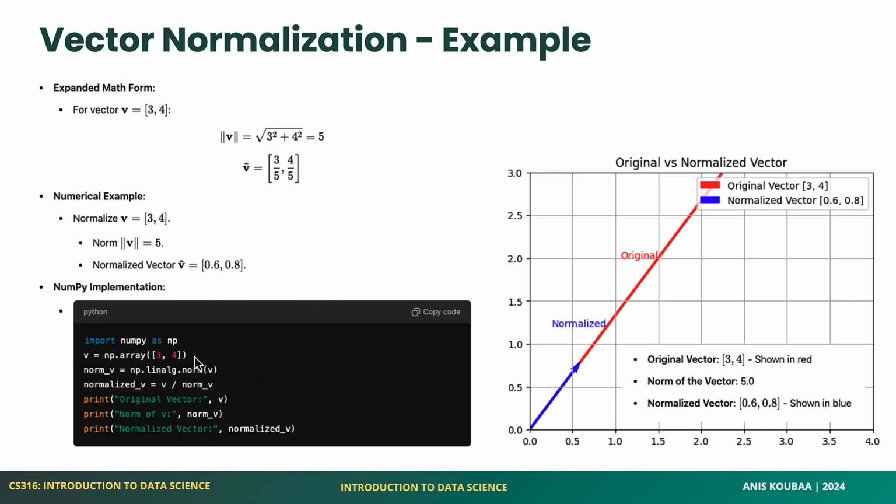So how to do that? Normalization, we use np.linalg. So linalg, it's linear algebra. It's a library for linear algebra. .norm, and you put the vector, it's going to provide you the norm of V. If you want to create the normalized vector, you take V, you divide by the norm of V. So this is V in red color, original vector, and the normalized vector is represented in blue color.